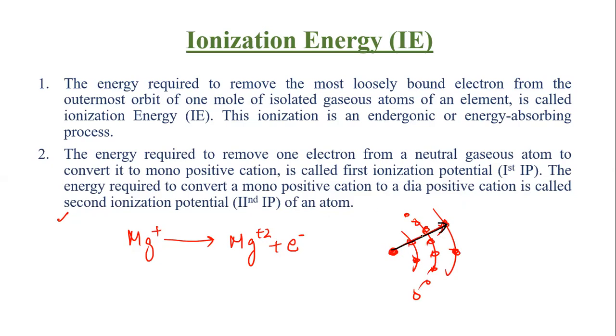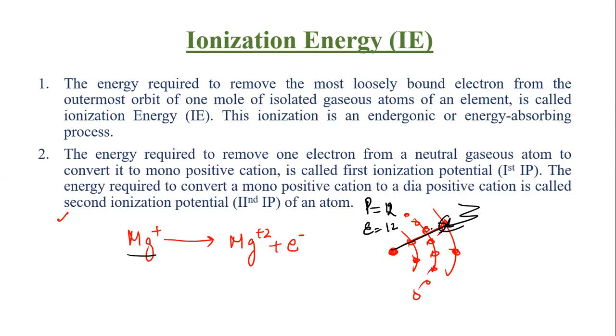In this case, protons are 12 and electrons are 12. Magnesium. So now I gave energy to this electron and removed it, and it is converted into Mg+2. Sorry, +1. Mg+1.